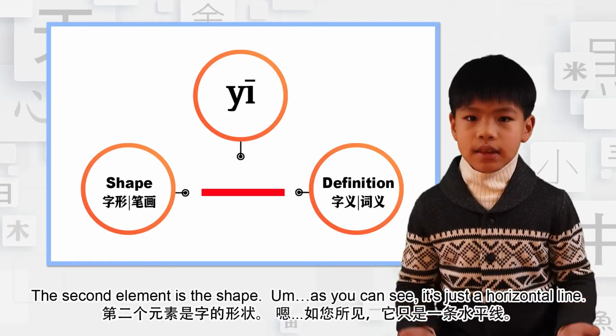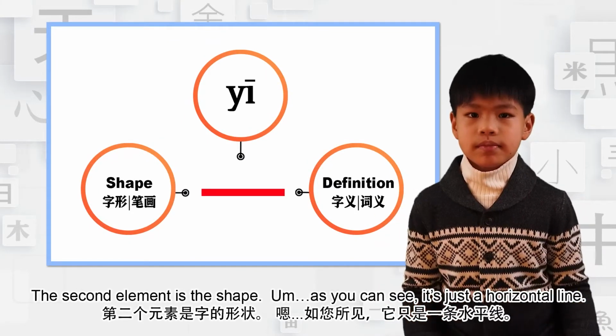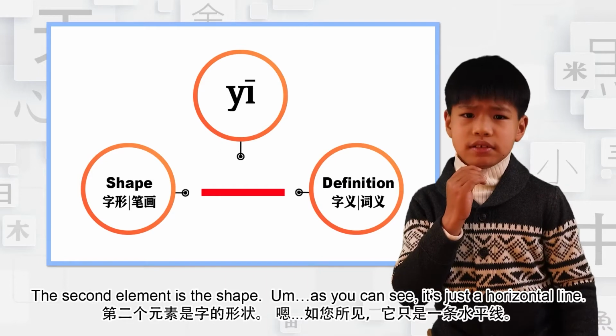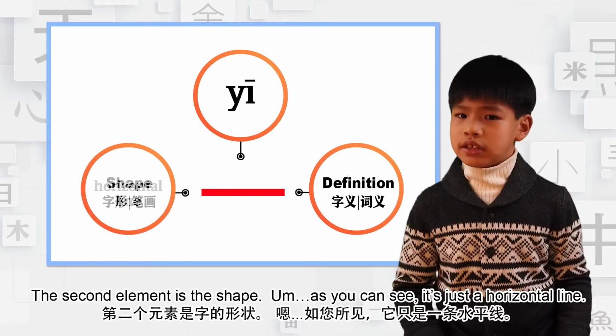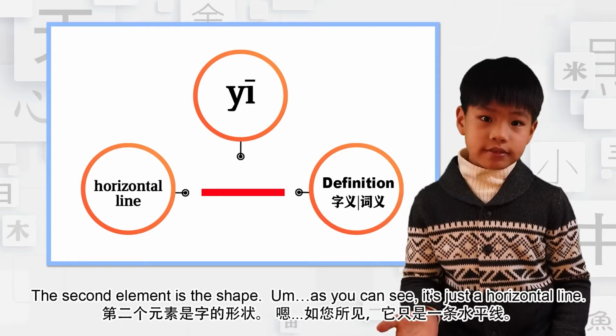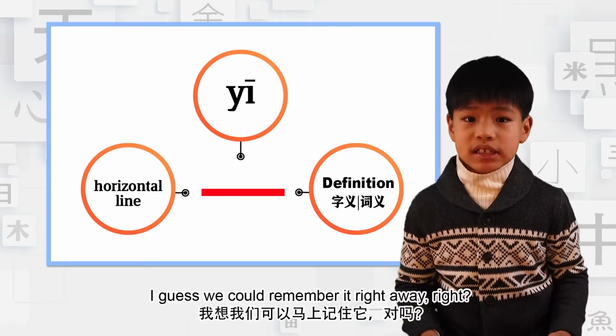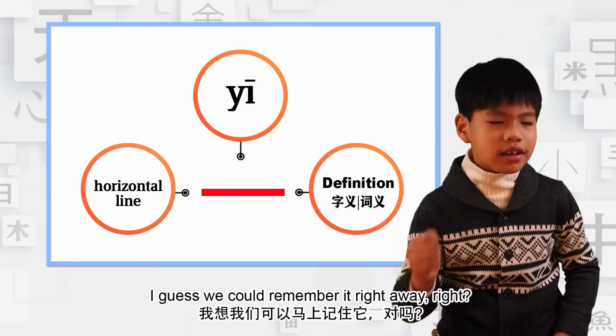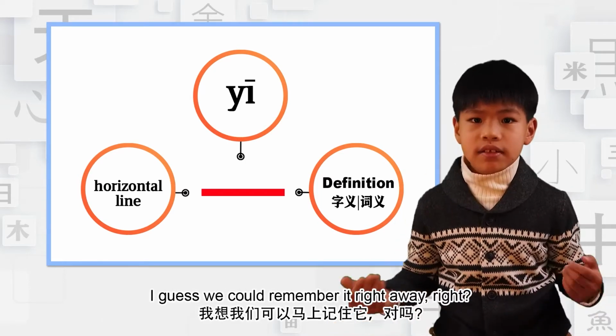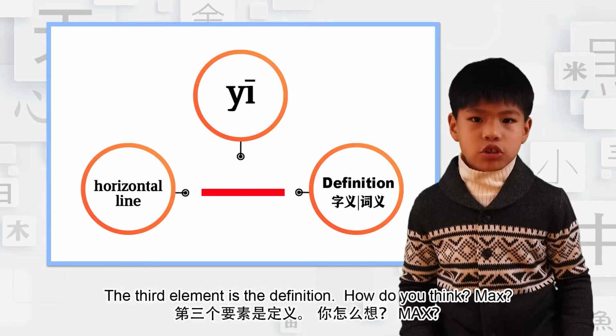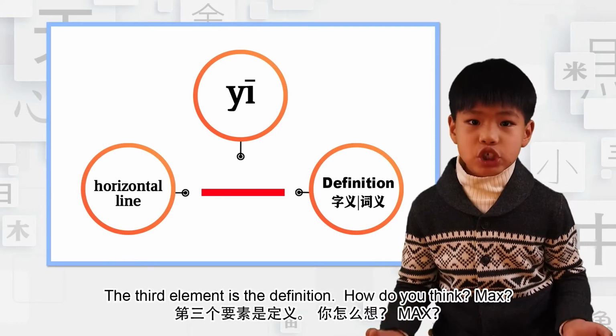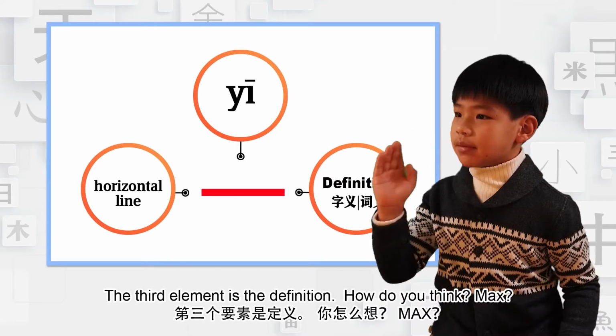The second element is the shape. As you can see, it's just a horizontal line. I guess we could remember it right away, right? The third element is the definition. How do you think, Max?